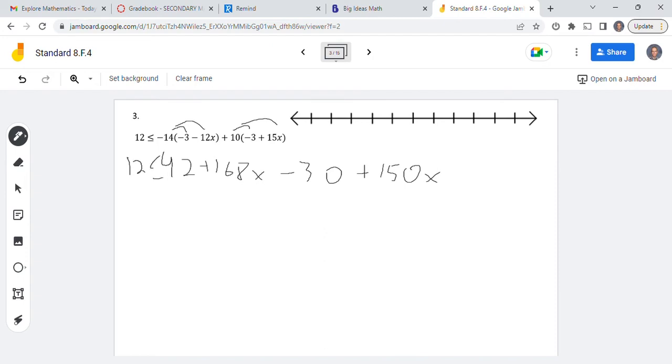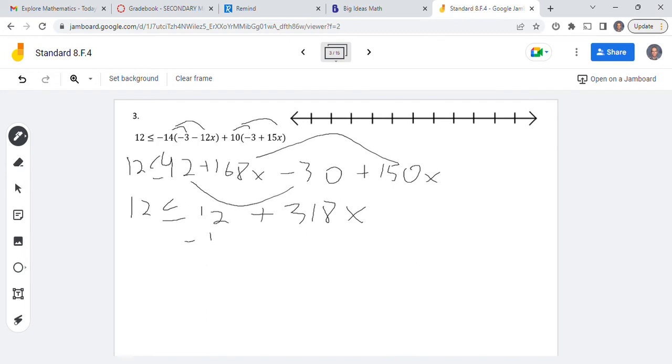Now we can start to combine like terms. We've got our two numbers here, 42 and -30, get us 12 when we combine those. These are also like terms, the 168 and the 150. Put those together and we get +318x. Still have a 12 on this side as less than or equal to.